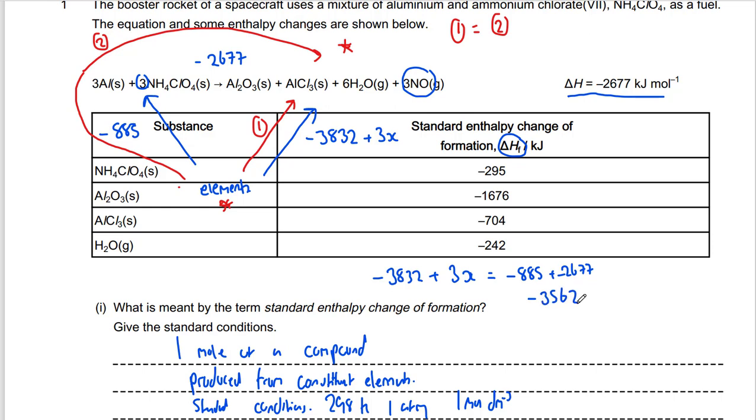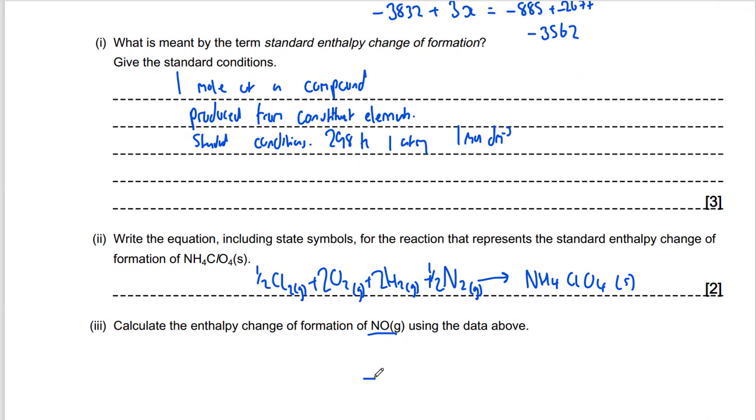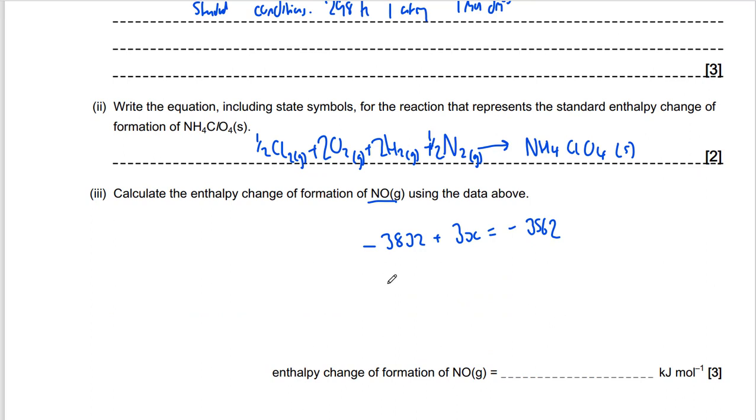So nice and straightforward now. It's a very straightforward rearrangement, in fact. So if minus 3832 plus 3x equals minus 3562, then I can rearrange this very easily and just say that 3x equals minus 3562 plus 3832. So just add 3832 and I get 270.